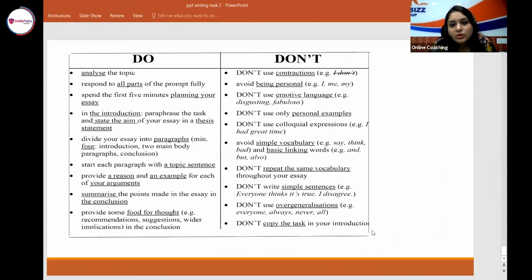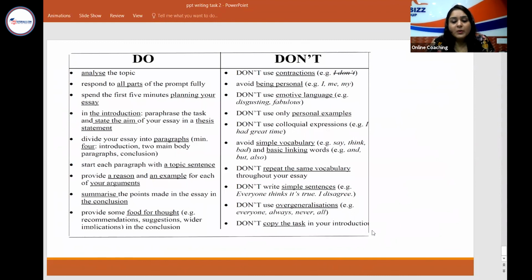Don't use emotive language. Don't use slang, such as simple, disgusting, fabulous, wow. Your essay must be very formal and natural. Do not use these slang words. Don't use only personal examples. I already told you that. Please refrain from adding personal examples. It is not allowed.